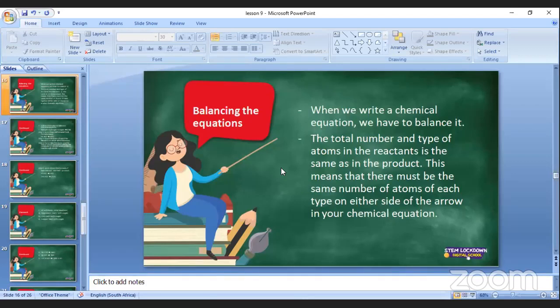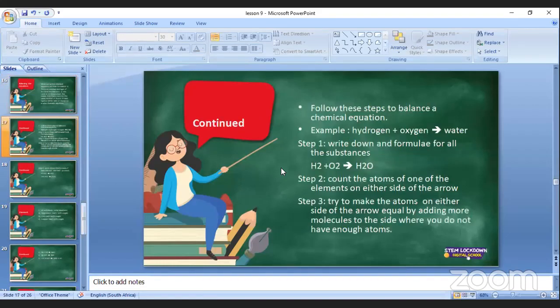This means that there must be the same number of atoms of each type on either side of the arrow in your chemical equation. There's no two way about it. Follow these steps to balance a chemical equation and you will never go wrong. Example: hydrogen and oxygen give water. Step 1, write down the formulae for all the substances. You've got H2 here.